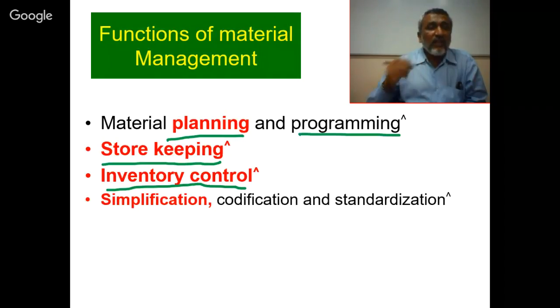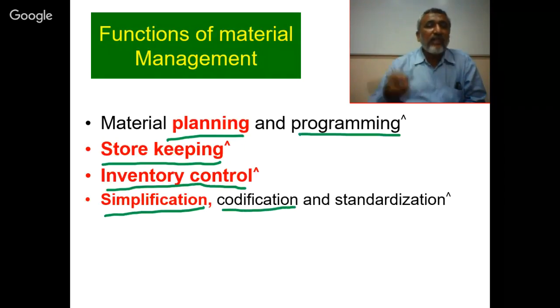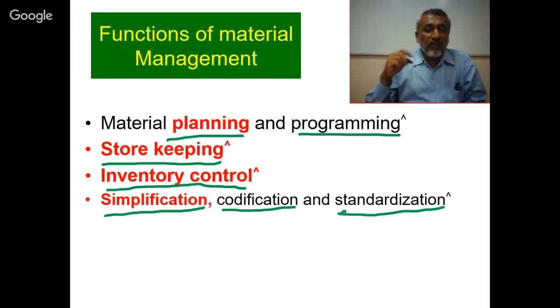In inventory, certain issues are involved. The simplification refers to minimizing the variety, and codification is giving certain codes to the materials so that it is easy to identify the materials, it is easy to communicate about the materials, it is easy to order the materials. Using proper codes makes the material management more efficient, and then the standardization of the material management process are the essential components of material management.